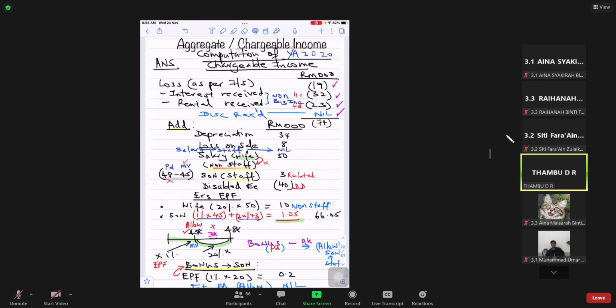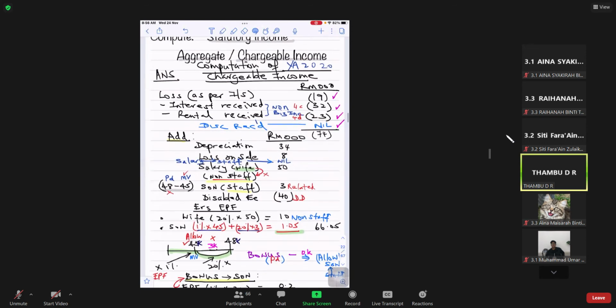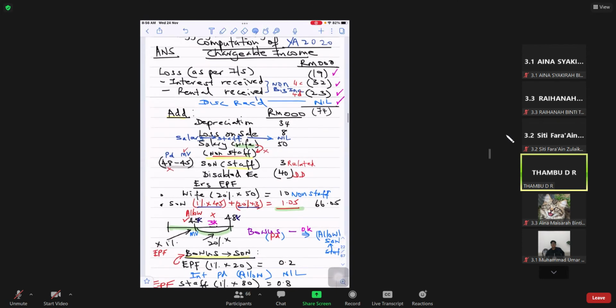You can see here, you are asked to compute statutory aggregate chargeable income. You see all these figures? We started with this. You add the interest. You add the rental because they are 4C, 4D, non-business. Correct? They are non-business. Discount receive is business, allow, nothing to do. 74. All the figures are in 1,000.